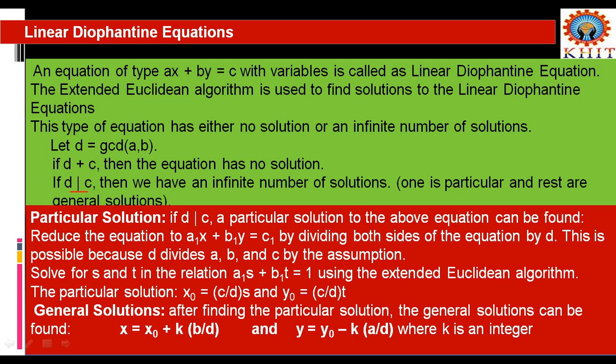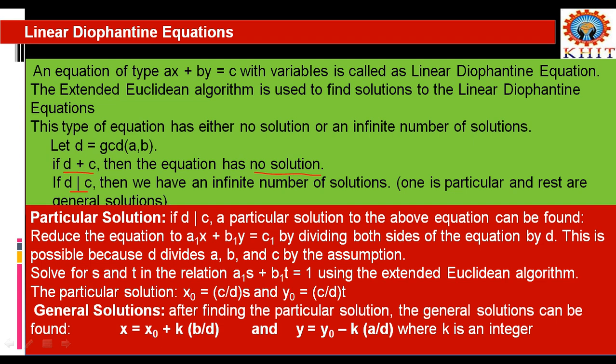If d is not dividing c, then the equation has no solution. This is the conclusion. If the d value is not dividing the c value, then the equation has no solution. If d divides c, then we have an infinite number of solutions. One is the particular solution and the rest are the general solutions. Now, how to get the particular solution of the given equation.